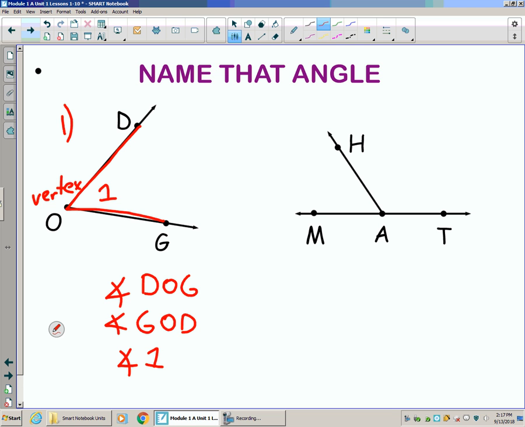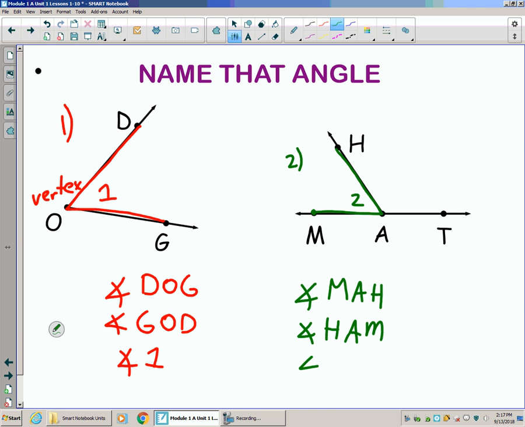In the second angle over here, I'll put a little 2 on the inside there. Same thing as before. If I want to name the angle on the left side here, I could go MAH, from one side to the vertex to the other side, or angle HAM. Or like before, if I put the number 2 in there, I could call it angle 2. And the same thing is true for the 3rd angle.